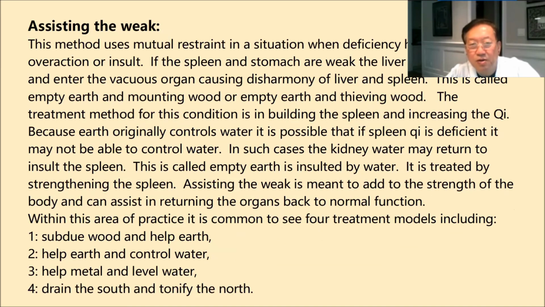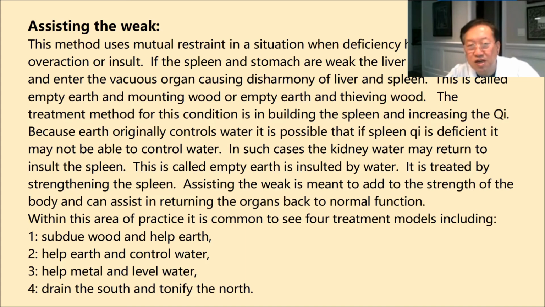Assisting the weak. This method uses mutual restraint in a situation when deficiency has led to overaction or insult. If the spleen and stomach are weak, the liver qi may overact and enter the vacuous organs, causing disharmony of liver and spleen. This is called empty earth mounting wood or empty earth thieving wood. The best treatment method for this condition is in building the spleen and increasing the qi.